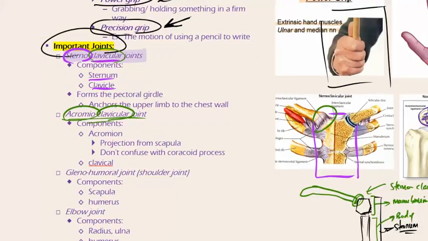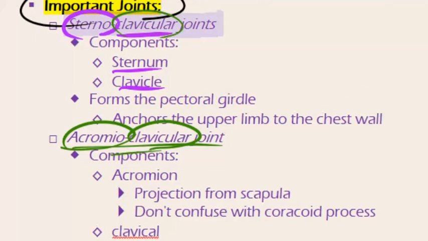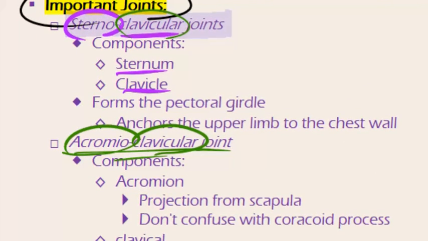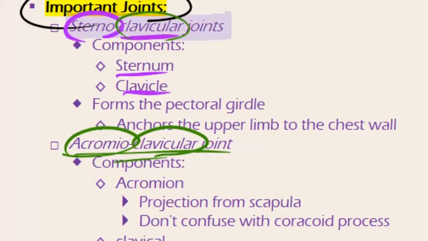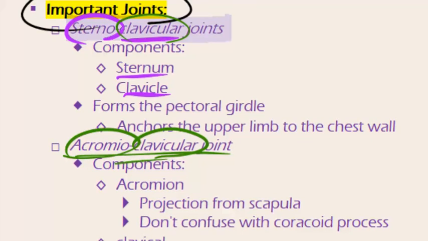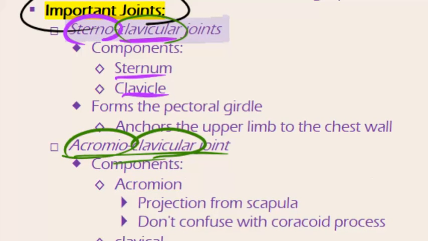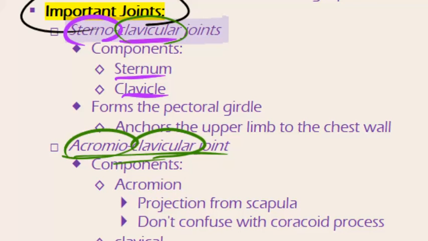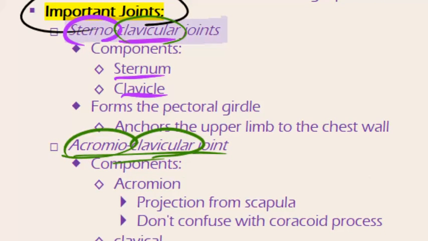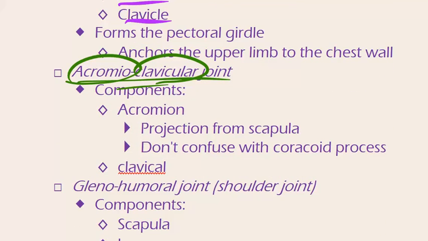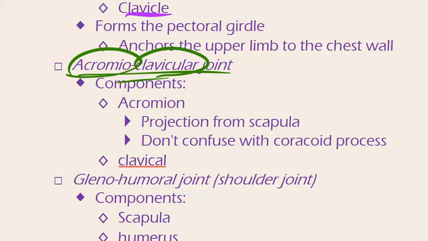So the first joint we just saw was what? Sternoclavicular, right? Joining the clavicle to your sternum. And then we said the sternum had three parts. What were the three parts? Okay, I heard xiphoid process, I heard body, manubrium. Okay, cool. And then we had the acromioclavicular joint, right?